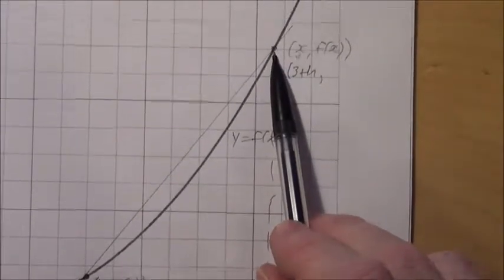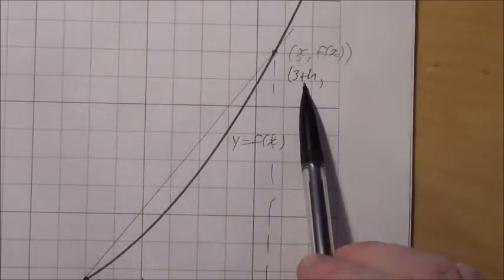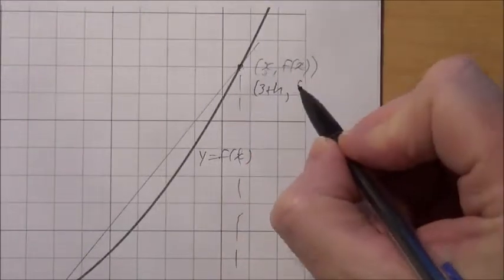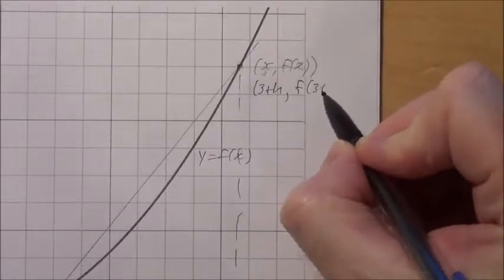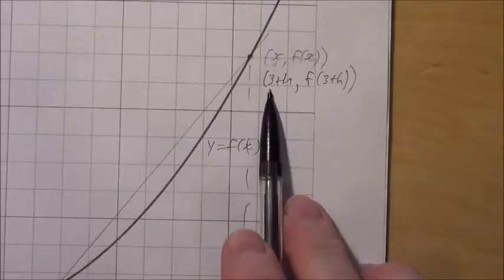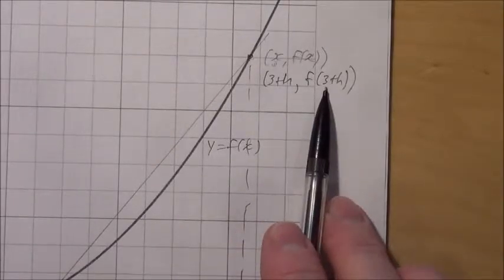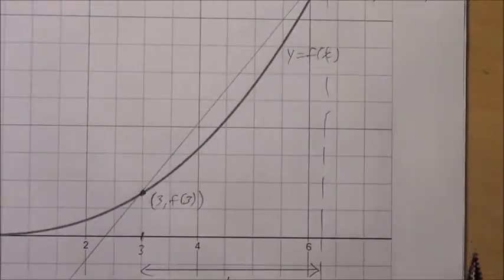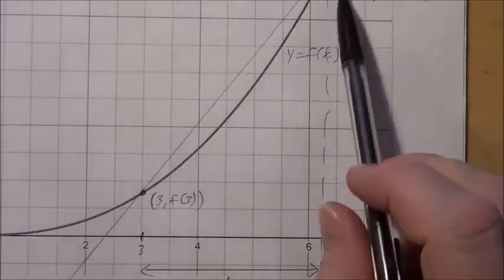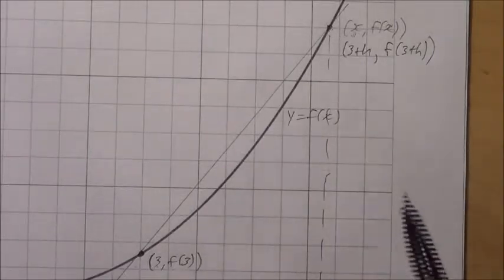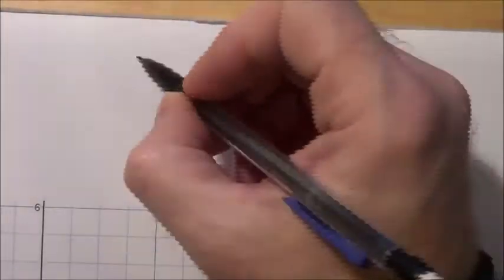So the x coordinate of this point is now 3 plus h, and the y coordinate of this point is f of 3 plus h. The notation is getting a little more complicated now, but it's 3 plus h and f of 3 plus h as the x and y coordinates of that point. Now, in order to find the gradient of the secant, I'm going to have to use these 2 points.